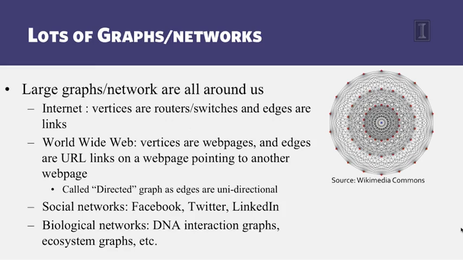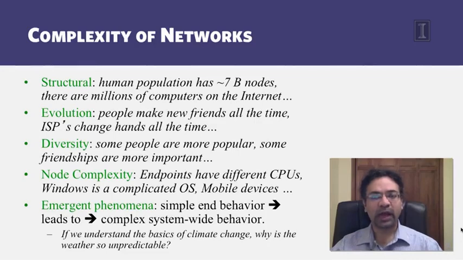There are also social networks such as Facebook, Twitter, and LinkedIn, which are all networks where the users are vertices and the friend relationships or the connections are edges. And of course, there are biological graphs such as DNA interaction graphs and ecosystem graphs, and all of these are networks as well. So there's a variety of networks, and all these networks are fairly complex. They have different kinds of complexity.